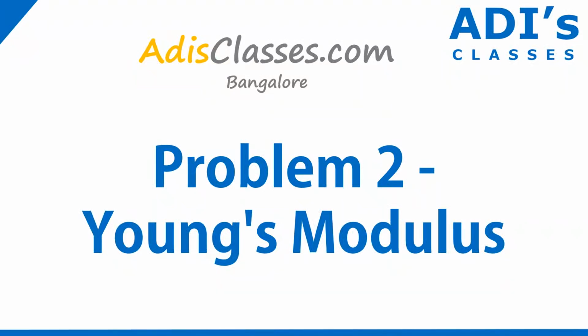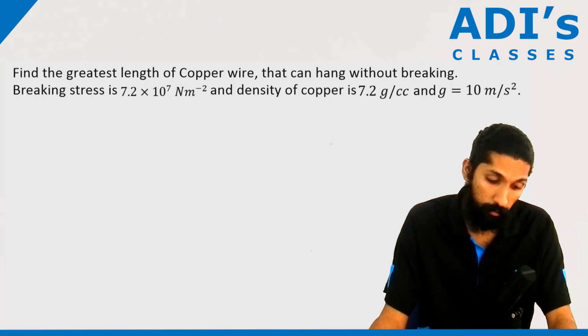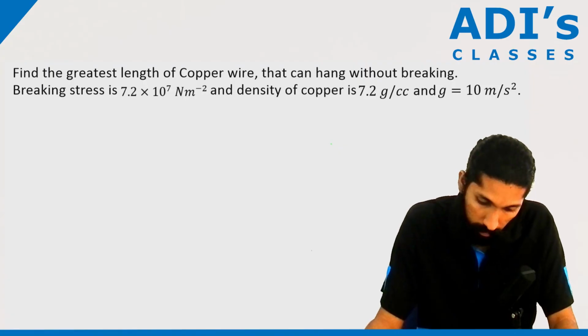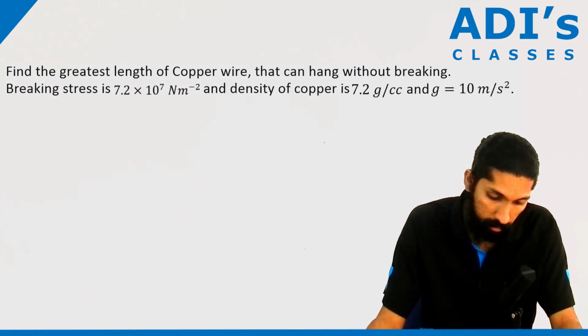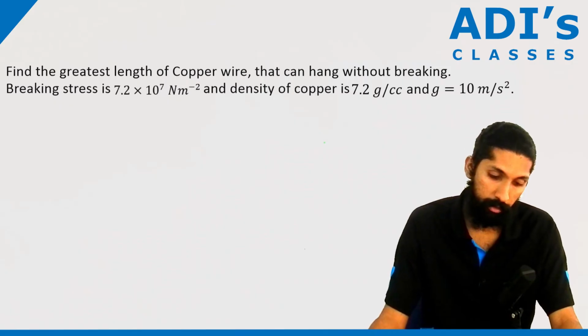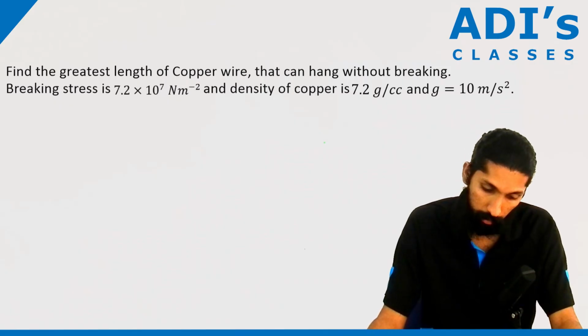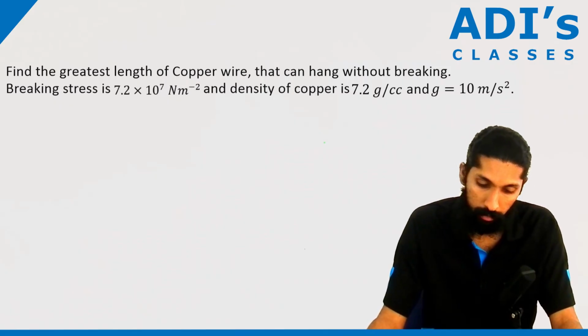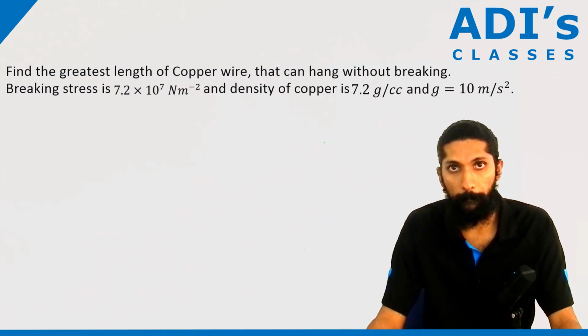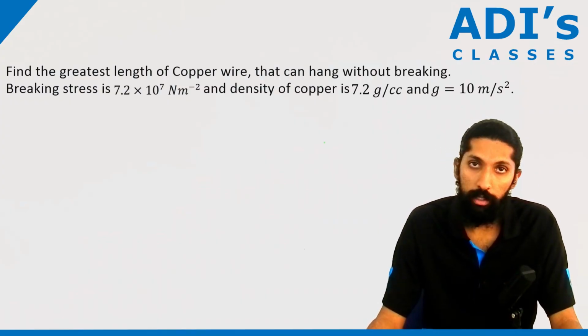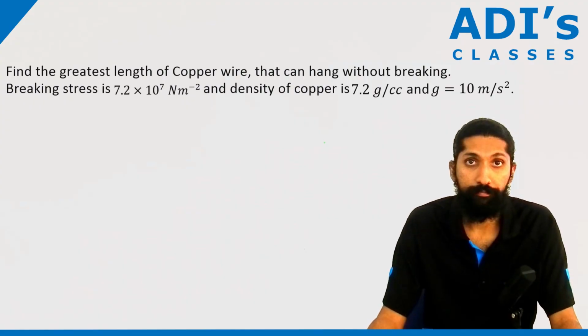Let's look at the second question now. The question says, find the greatest length of copper wire that can hang without breaking. The breaking stress is 7.2 into 10 to the power of 7 Newton per meter square. The density of copper is 7.2 gram per cc and G value is 10 meter per second square. Correct? Now again, go ahead, try solving it.